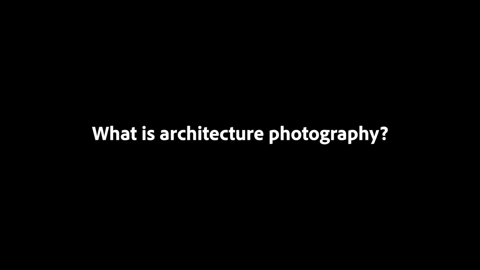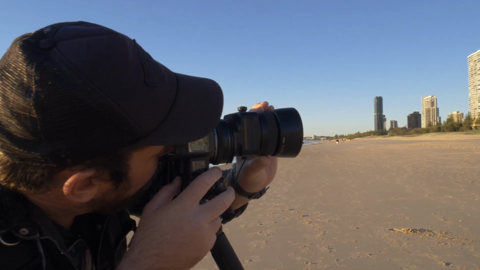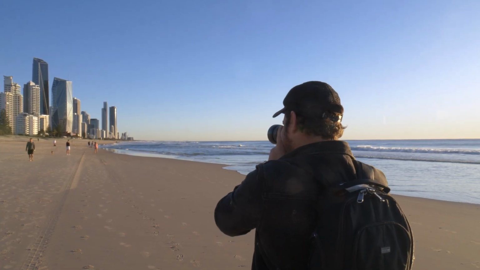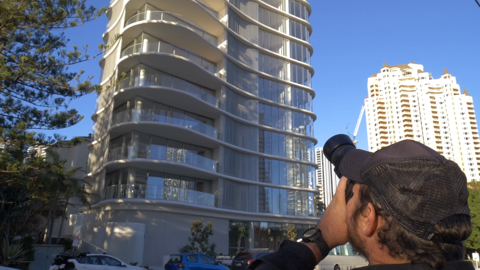So, what is architecture photography and what makes a great photo of architecture? Architecture photography is the process of capturing the built environment, whether that's buildings, landscape architecture, urban planning, or interior architecture. For this video, we'll focus on some of my best camera tricks for photographing building exteriors.